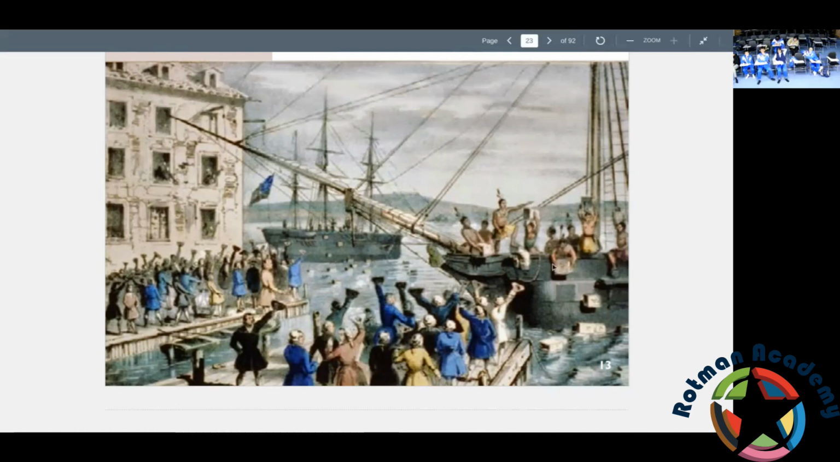And what are they throwing in the water? I don't know. This event is labeled the Boston Tea Party. So are they throwing coffee, tea, or turkey in the water? Wow. They're throwing tea, right? Yeah. Right. This is boxes of tea because they were mad about the tea tax.